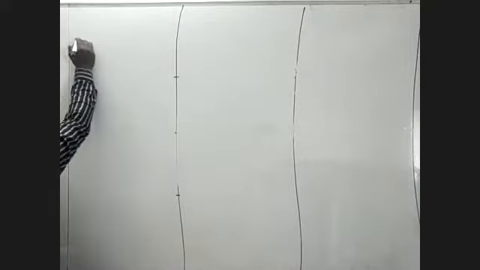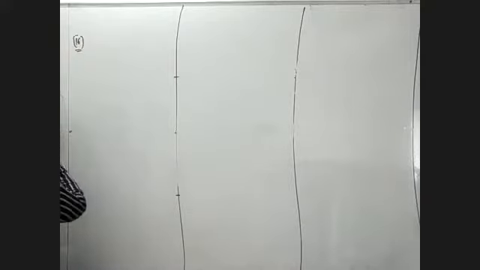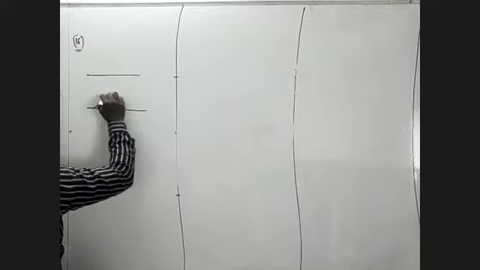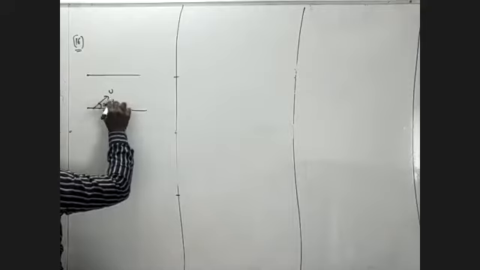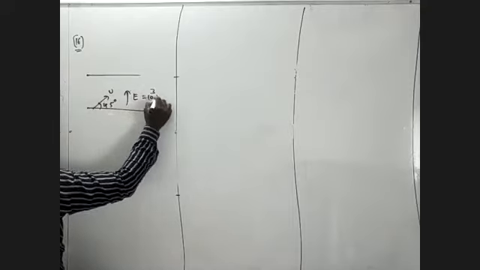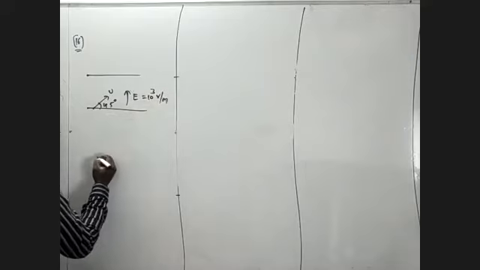Question number 16. The particle is given in the diagram, at 45 degrees. The direction of the electric field is 10 power of 3 volt per meter. This is given.